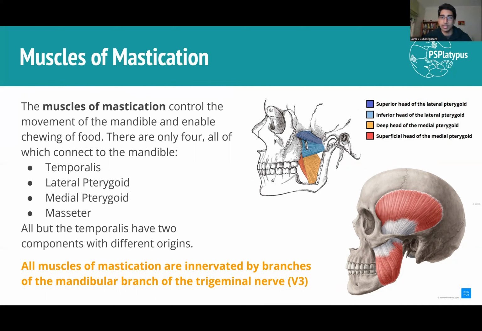So your temporalis is this big fat one. You remember we talked about the temporal fossa, goes through there and inserts onto the mandible, as do pretty much all of these, but they insert into slightly different places, and we'll talk about that in the summary on the next slide. All of them, except for the temporalis, have 2 different parts that come together to actually form the muscle as a whole.